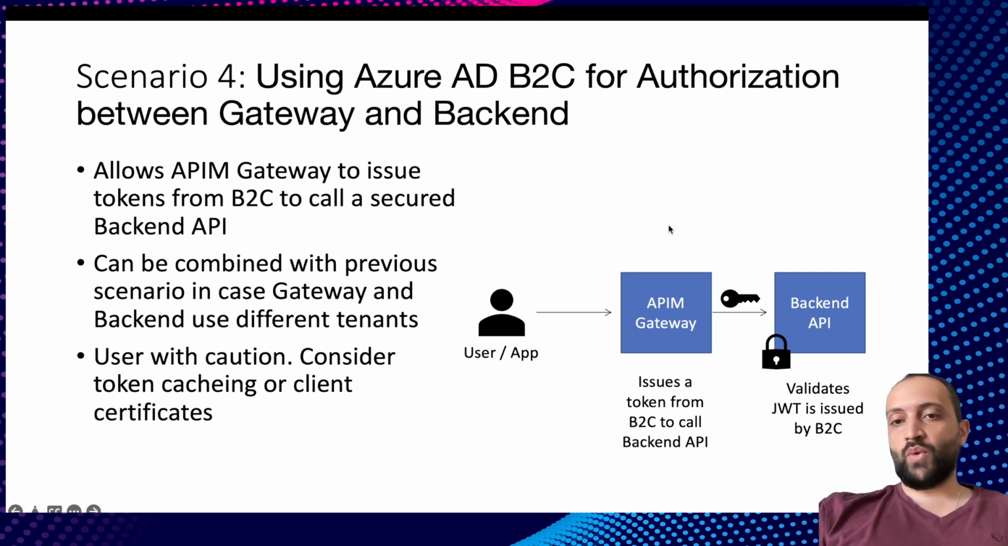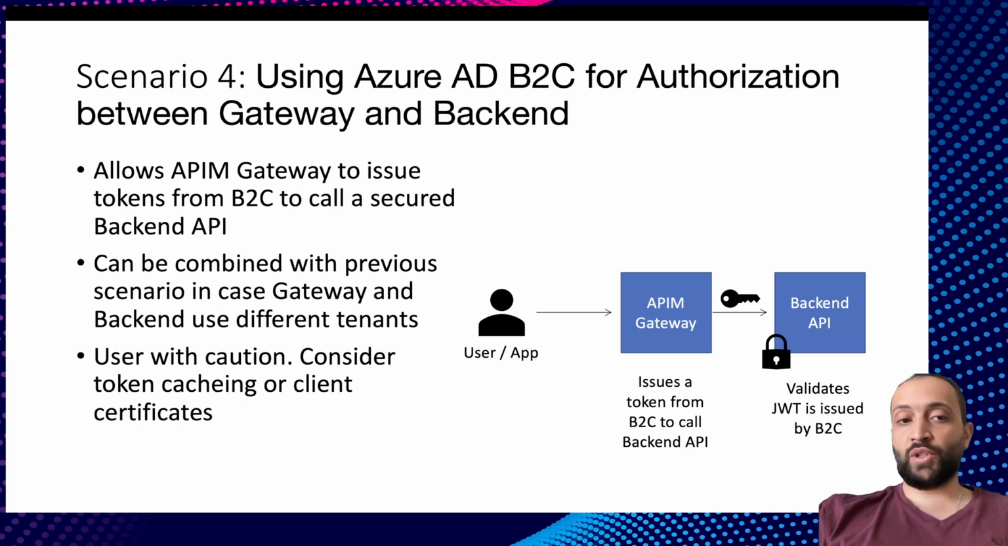Now I know what you're going to say. Is APIM Gateway going to issue a token for every new API request? And in our example here, the answer is yes. But of course, you should use that with caution. You should implement some kind of token caching or mechanism where you don't issue a token every time. You first check to see if there is a token still existing and if it's still valid. And then if not, issue a new token, otherwise use the existing token. So that might be something you want to consider.